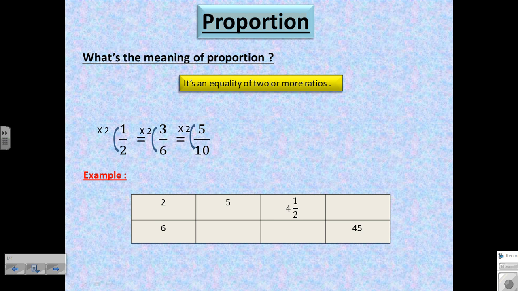To know the missing numbers, we have first to know the numerator is multiplied by what. To know this, we have first to do the denominator divided by the numerator. 6 divided by 2 equals 3. So we multiply the numerator by 3. So 2 times 3 equals 6.